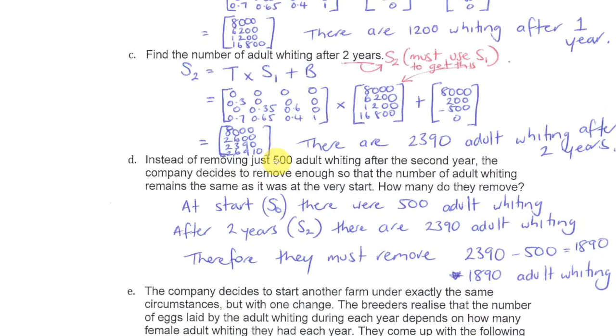Now, instead of removing just 500 adults after the second year, the company decides to remove enough so that the number of adult whiting remains the same as it was at the very start. How many do they remove?